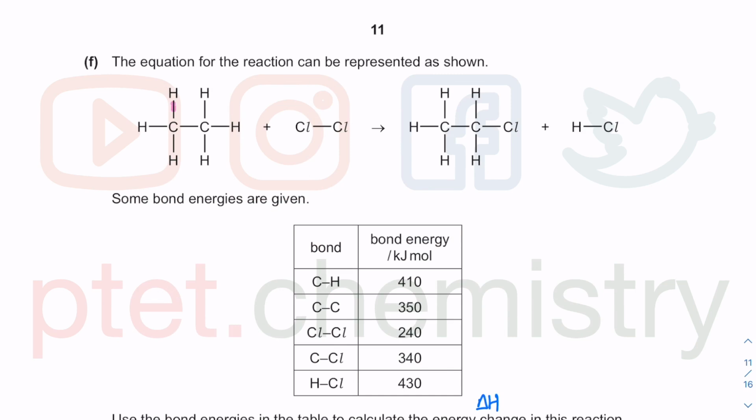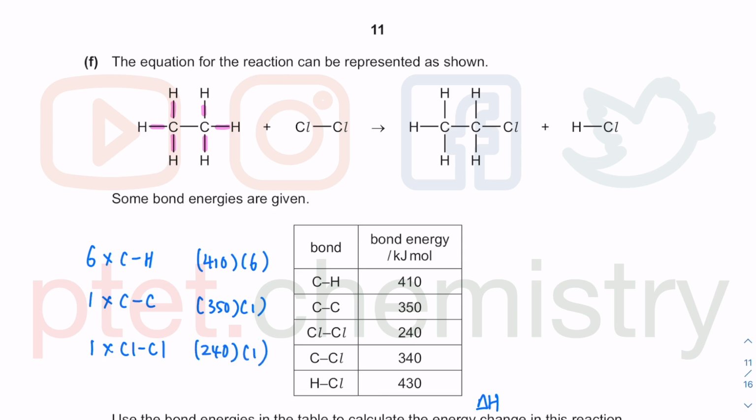We are breaking 1, 2, 3, 4, 5, 6. We are breaking 6 times CH. So this will be the same as CH from the table, 410 multiplied by 6. And then we are breaking 1 times CC single bond, and also ClCl single bond. So there's 350 multiplied by 1. And the ClCl, 1 of that, and that is just 240 multiplied by 1. So we're going to add them up later on.